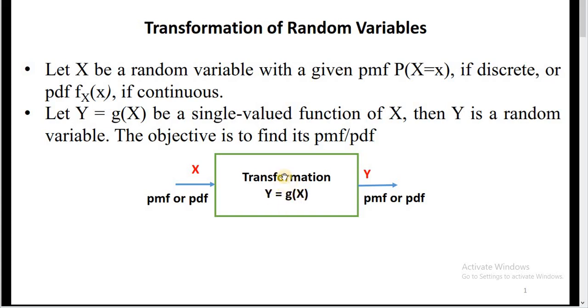So the objective of this lecture is to find the probability mass function of the random variable y if x and y are discrete, or the probability density function if x and y are continuous. So this transformation, we are assuming that this transformation y equal g of x does not change the nature of x. So if x is discrete, the output would be discrete. If x is continuous, then y would be continuous.